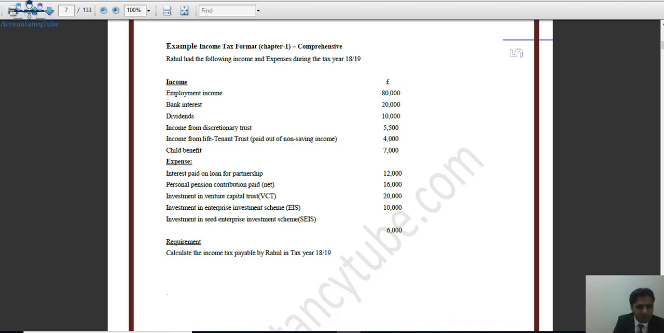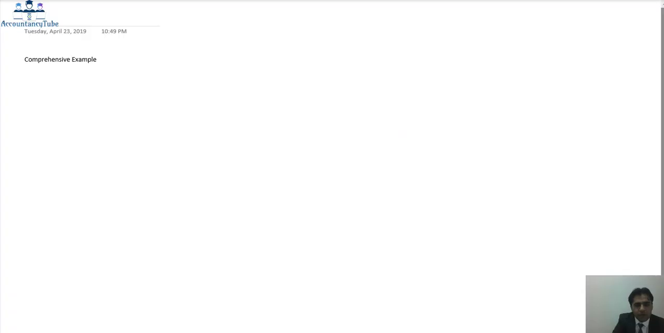Okay, and in the requirement it says, as you know, calculate the income tax payable by Rahul in the tax year 2018-19. So we have to calculate the tax payable by Rahul in the tax year 18-19. Without wasting our further time, let's move to our income tax pro forma. So let's start making the income tax pro forma. So the taxpayer's name is Rahul. So Rahul's tax is what we are calculating, and that's our income tax pro forma which we are calculating.